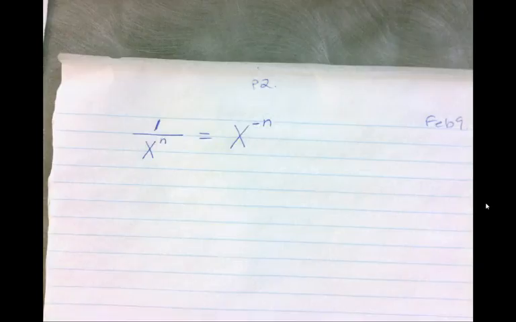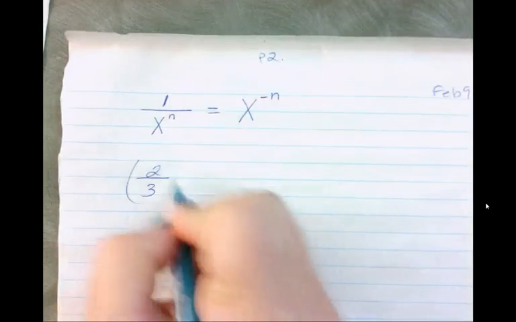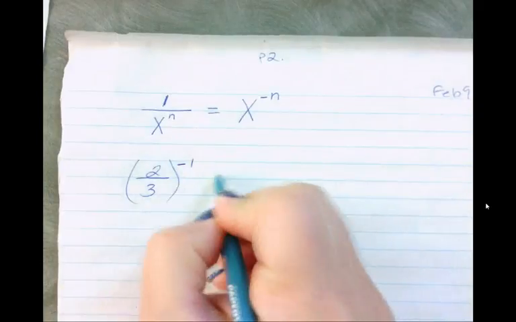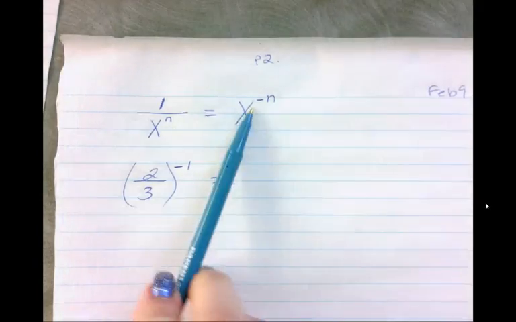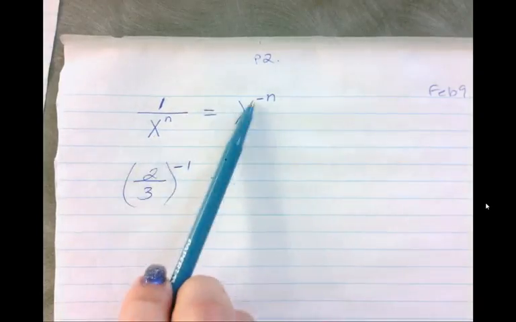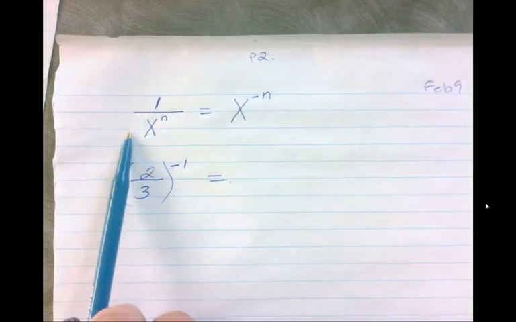All right. Let's see if you can try this one. Let's say we have 2 over 3 to the power of negative 1. How can I write that with a positive exponent? What do you think we're going to do here? So what did this do here? What happened when I had a negative exponent? What did it do to the base and the exponent?